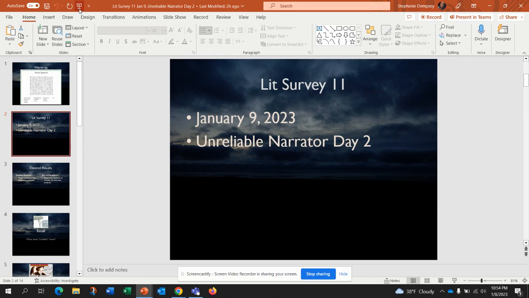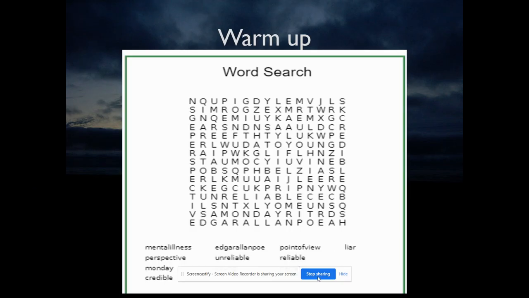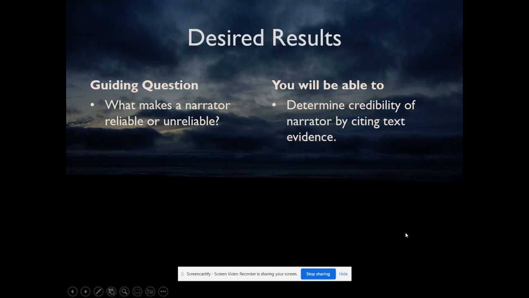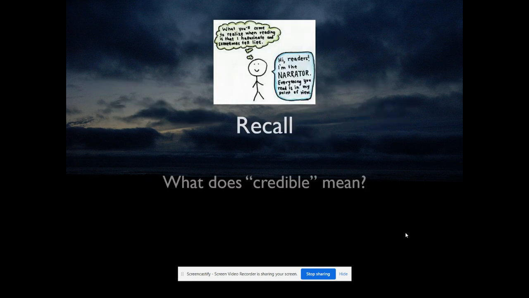So we have already spent some time talking about unreliable narrators, and we're going to talk a little bit more about it. We're going to continue talking about what makes a narrator reliable or unreliable, and we're going to determine the credibility of the narrator, citing text evidence.